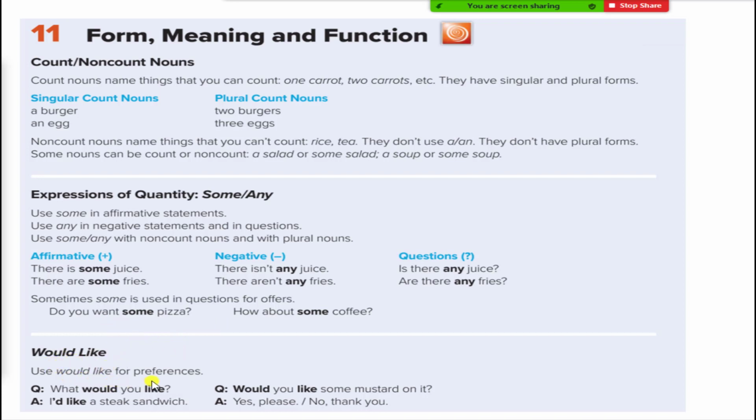Last part, would like. Use would like for preference. What would you like? Would you like? And here, I'd like a steak sandwich. I'd like. The 'd here is short for would. اختصار لwould. يبقى هنا بنستخدمها للتفضيل. Would you like some mustard on it? Yes, please. Or no, thank you.